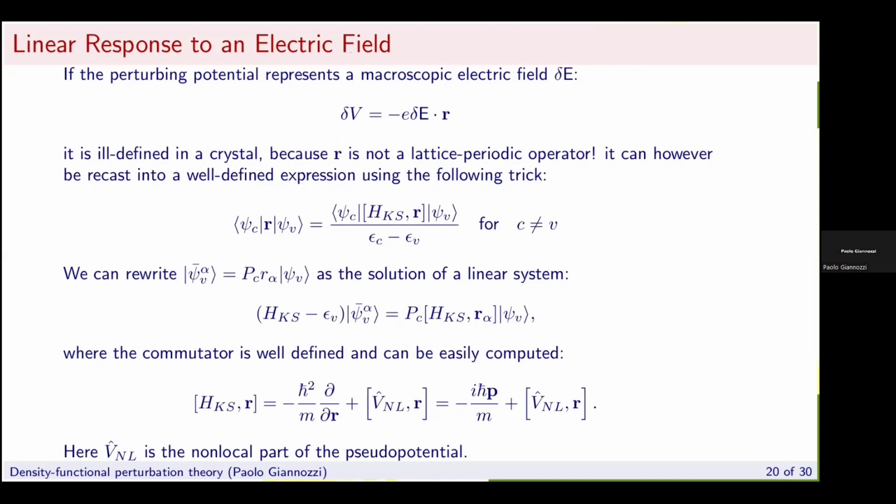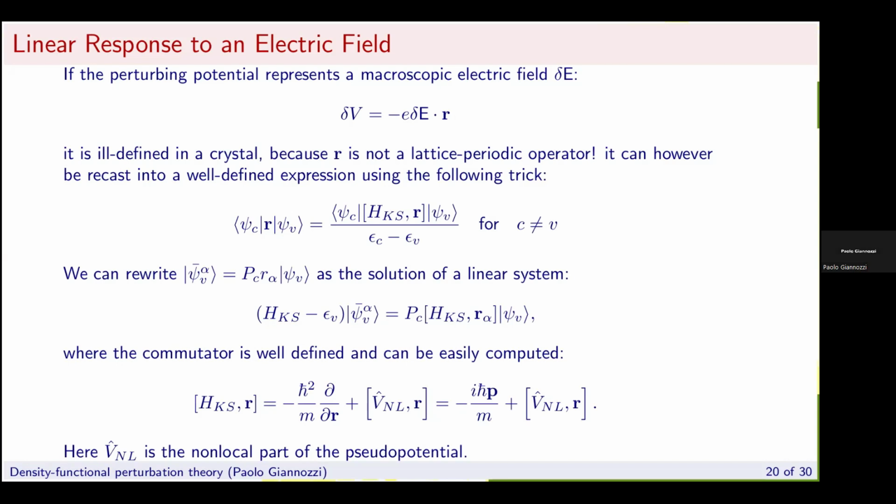Now we have a problem. We encountered the problem I have mentioned before. That is, the perturbing potential representing a macroscopic electric field is not lattice periodic. This problem is actually solved by the so-called modern theory of polarization, in which one may define the position operator in such a way that it can be used as a lattice periodic operator in periodic boundary conditions. But there is a simpler, more straightforward way to deal with macroscopic electric fields.